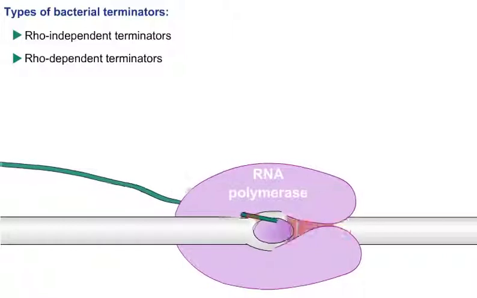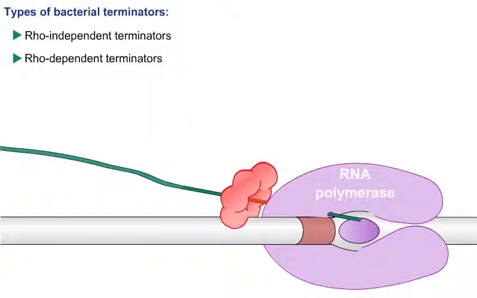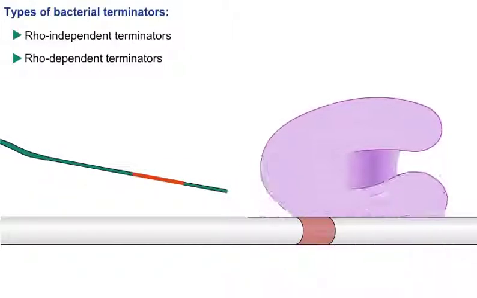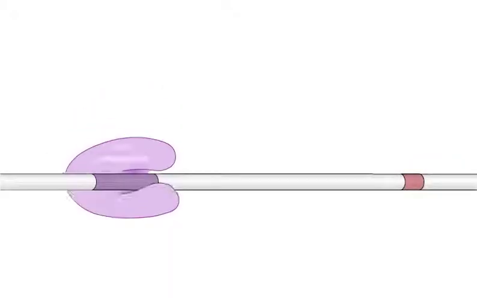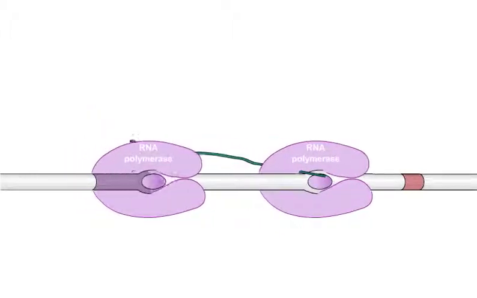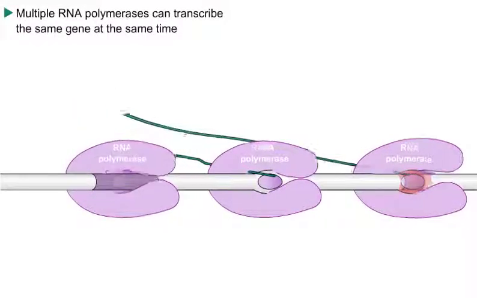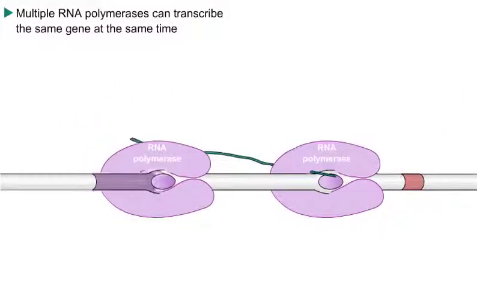Rho-dependent terminators require the action of the Rho factor, a ring-shaped hexameric protein. The Rho factor binds to the transcribed RNA as it exits the polymerase. Using the energy derived from ATP hydrolysis, the Rho factor pulls the RNA from the template and RNA polymerase. Since RNA polymerase dissociates the RNA transcript from the DNA as it is transcribed, multiple RNA polymerases can transcribe the same gene at the same time. This allows a cell to synthesize a large number of RNA transcripts from a single gene in a short time.